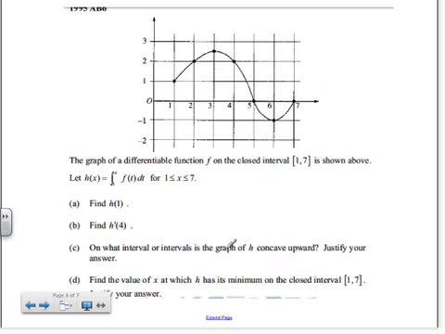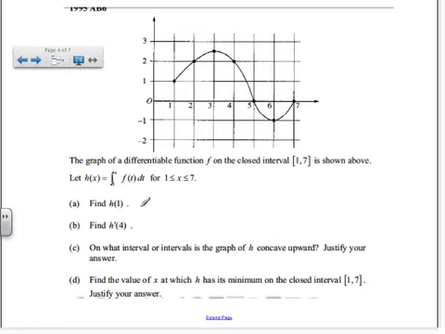This is a similar problem. The graph is not a nice geometric region that you can find areas for, but we can still make some conclusions. This is the graph of f, and then h is defined to be the integral from 1 to x of f(t) dt. So h again is an area finder. In part A, they ask you to find h of 1.